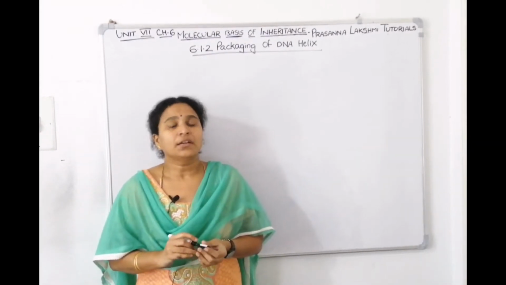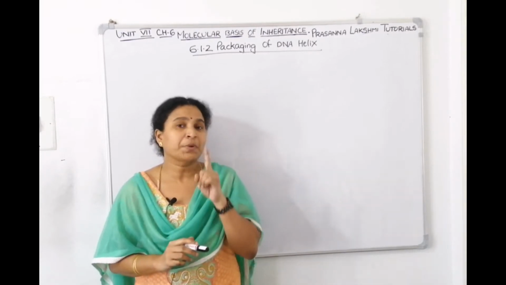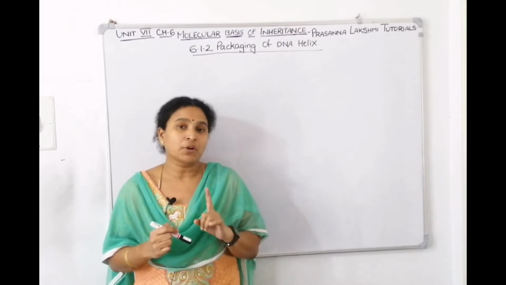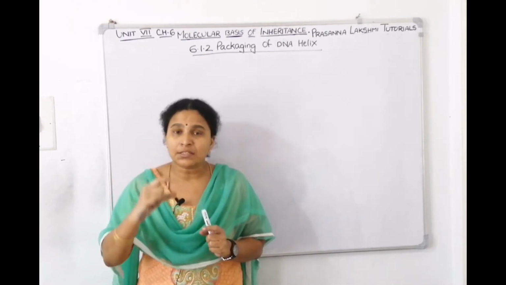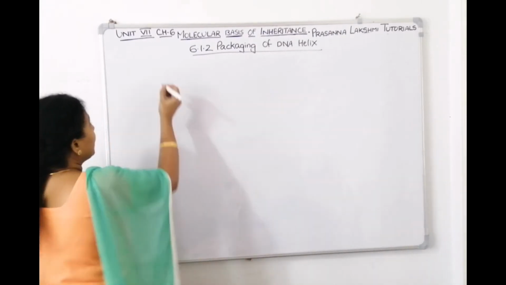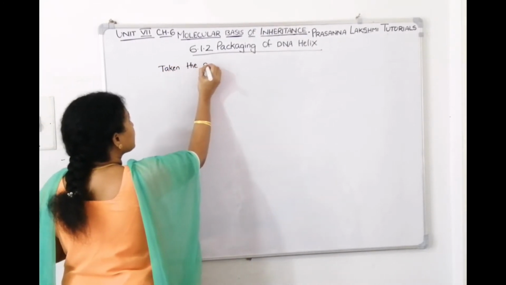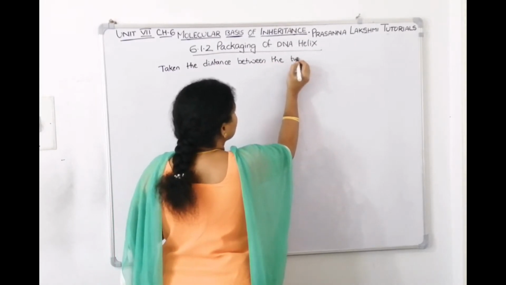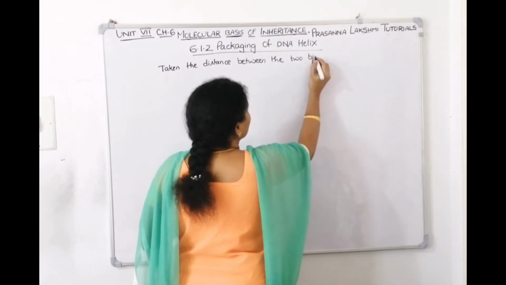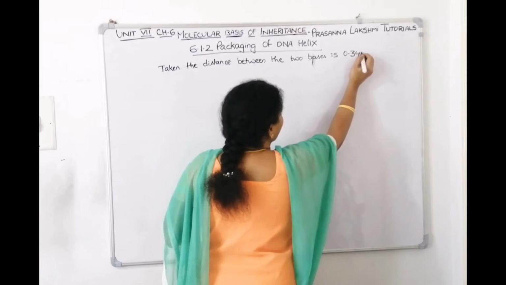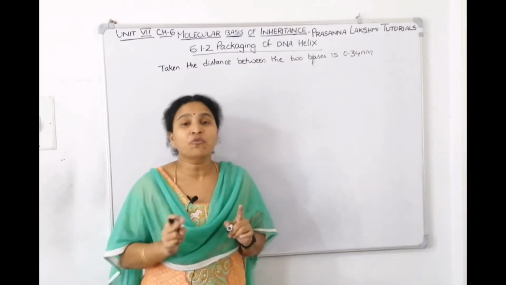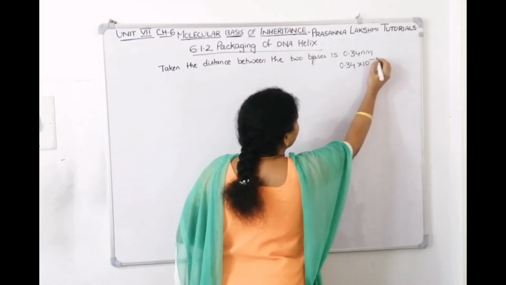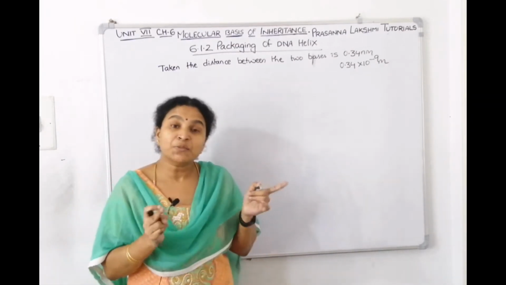If we take the distance between two consecutive bases, we have seen in the X-ray diffraction experiments conducted by Wilkins and Franklin, there we saw the stoichiometry. The rise per base pair, the distance between two base pairs, is 0.34 nanometers. If you convert nanometers into meters, you multiply this value by 10⁻⁹. So it becomes 0.34 × 10⁻⁹ meters. This is the distance between two consecutive base pairs.